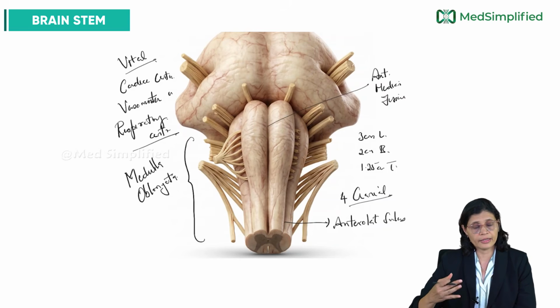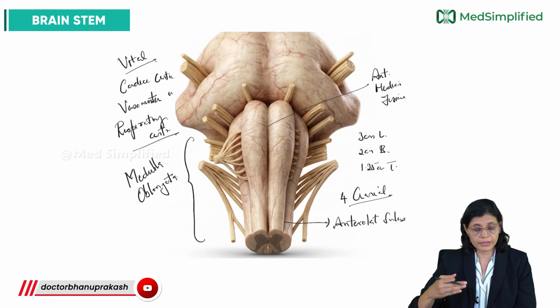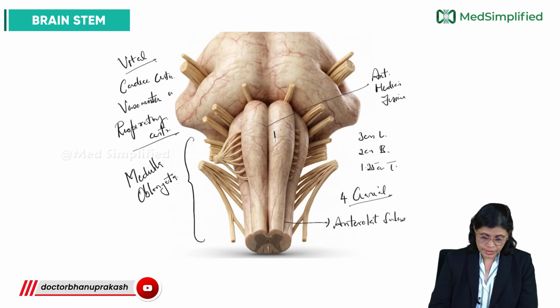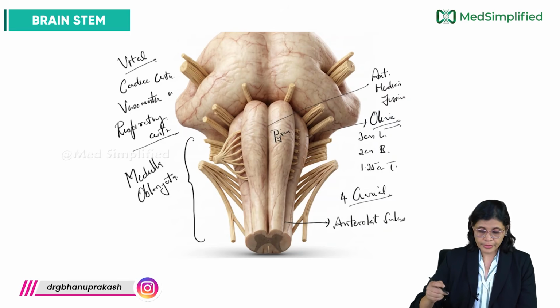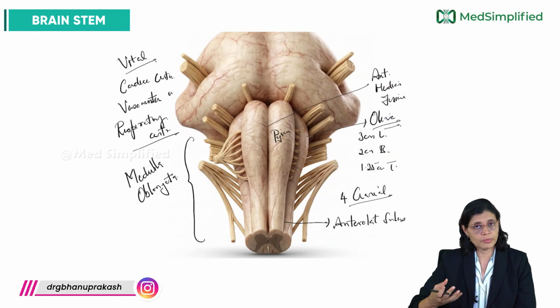Now this elevated part, what we see is the pyramid. It will be containing the corticospinal tract or the pyramidal tract. So that's why we call it the pyramid. So this is the pyramid. And next to that, we will have one more elevation here, which we call the olive. Okay, so the olivary nucleus will be present beneath it, and this is the olive.